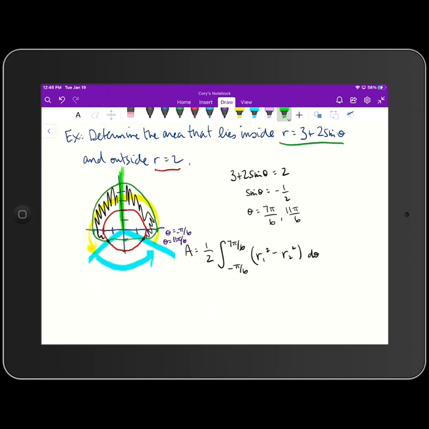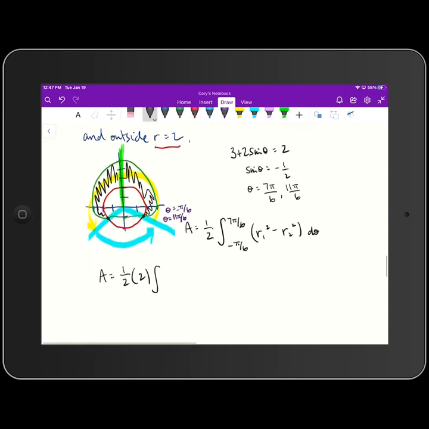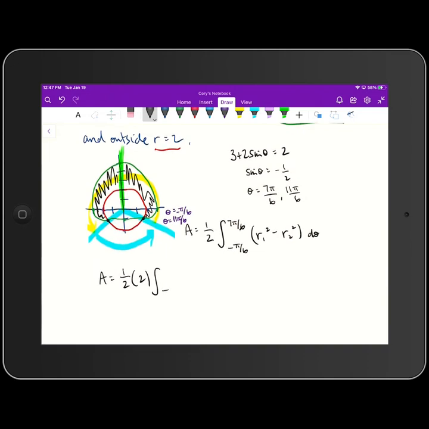So what I can do with this, just to make the calculation easier for myself, is find the area by taking 1/2 times 2, times, we can either integrate from negative pi over 6 to pi over 2, or what I'm going to do is integrate from pi over 2 to 7 pi over 6. So what I'm doing is calculating all of this area here in blue. That's what my integral calculates.